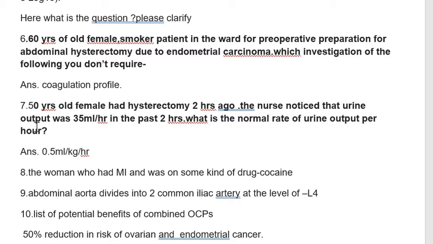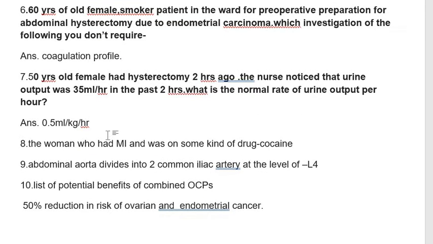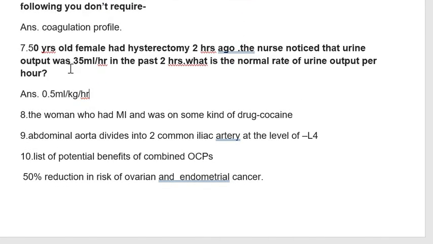Question number 7 says a 50 years old female had hysterectomy 2 hours ago and the nurse noticed that the urine output was 35 ml per hour in the past 2 hours. So what is the normal rate of urine output per hour? Let me tell you that she is fine because 35 is still acceptable. According to some guidelines, the urine output should not be less than 30 ml per hour. Why? Because the minimum rate we expect is 0.5 milliliters per kg per hour. So this is the minimum rate at which the urine should be formed.